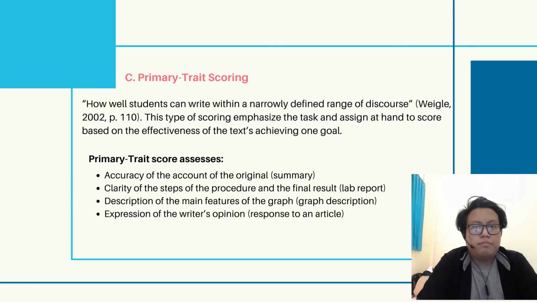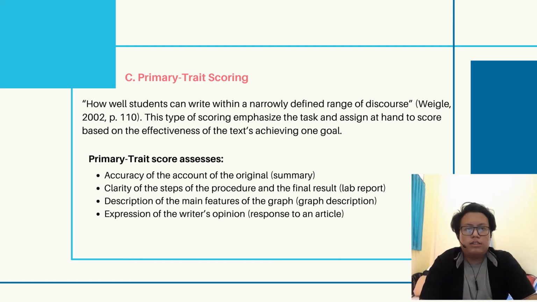The last one is primary trait scoring. This type of scoring emphasizes the task at hand and assigns a score based on the effectiveness of the text in achieving that one goal. Primary trait scoring assesses the accuracy of the account of the original in a summary, the clarity of the steps of the procedure and the final result in a lab report, the description of the main features of the graph in a graph description, and the last one is the expression of the writer's opinion in a response to an article.